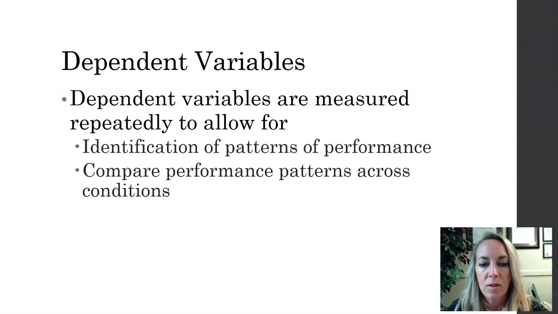So dependent variables are measured repeatedly to allow for identification of patterns of performance and a comparison of those patterns across conditions: before the intervention, which is baseline, during the intervention, and then after the intervention, maintenance. We are looking at the level of the data, the trend of the data, and the variability. Level, is it high or low? The trend, is it accelerating or decelerating? And then the variability, is it stable or is it all over the place?